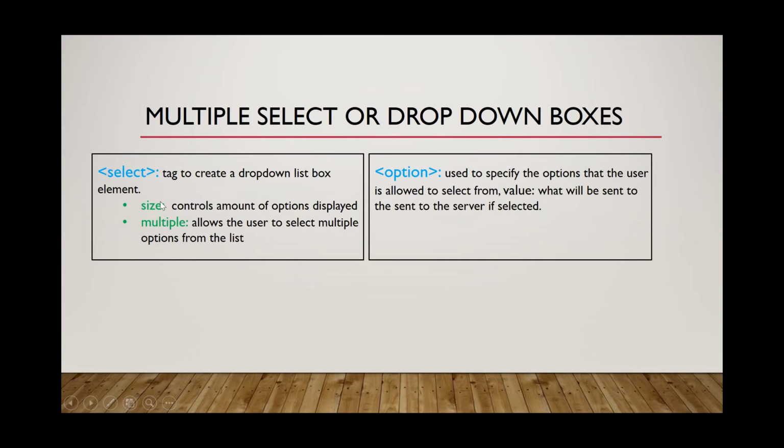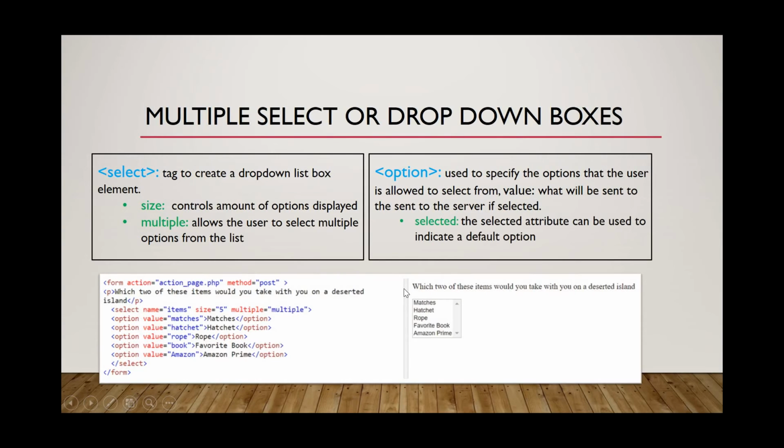After this, we're going to have the option tag on the inside for each of the options that you are going to be selecting from. This is going to make more sense if I show you the example here. So if we say select name equals items, size 5, that's going to be how many show up. As you can see, there's 5. And we add the multiple attribute equals multiple so that they can select multiple.